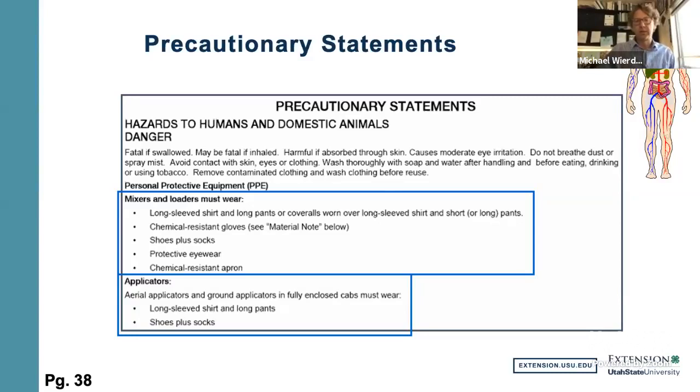In this example, the mixer and loader must wear long sleeve shirt and long pants, or coveralls worn over short sleeve shirts and shorts or long pants, chemical resistant gloves, shoes plus socks, protective eyewear, and a chemical resistant apron. Note, the applicator does not have the same level of protection requirements since the product has already been diluted in the tank.